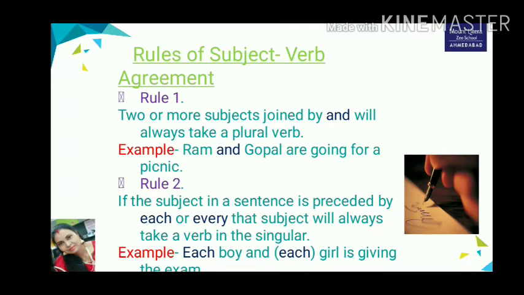Rule number 2: if the subject in a sentence is preceded by each or every, that subject will always take a verb in the singular. For example, each boy and girl, or we can say each boy and each girl is giving the exam. So here, each boy and each girl, we are using each, so we use the verb in the singular form, that's why we are using is here.